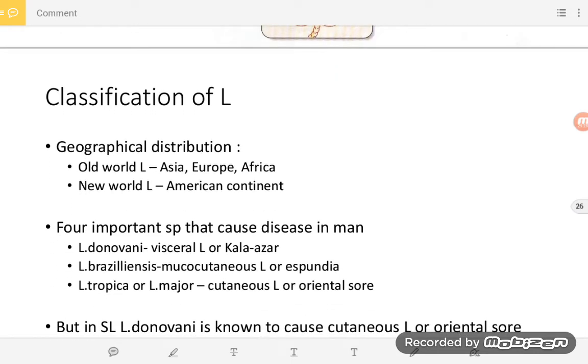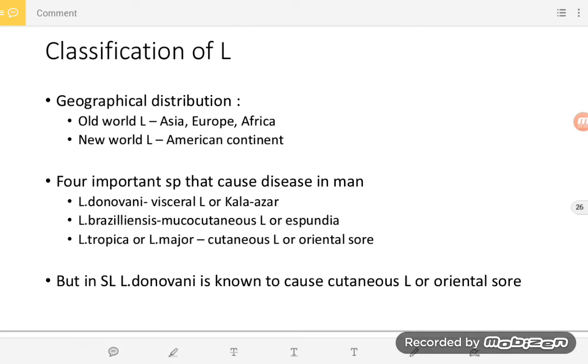Classification of leishmaniasis according to geographical distribution: we can divide into two, Old World and New World. Old World means Asia, Europe and Africa. New World means the American continents. Now, four important species cause disease in humans, so we have to consider these four. One is Leishmania donovani, which produces visceral leishmaniasis or kala-azar. Second, Leishmania brasiliensis produces mucocutaneous leishmaniasis. Leishmania tropica or Leishmania major produce cutaneous leishmaniasis.